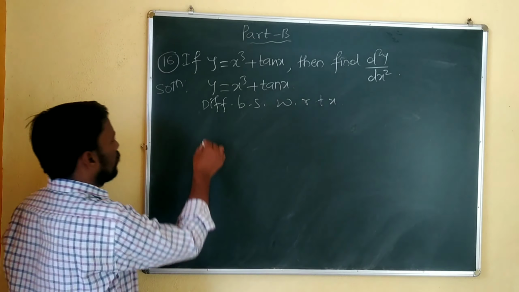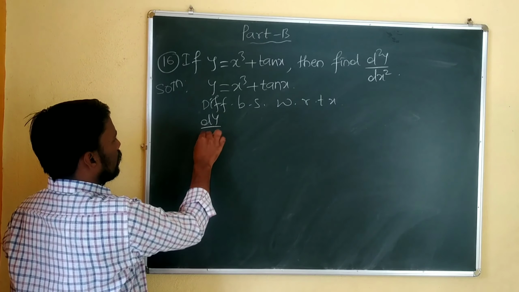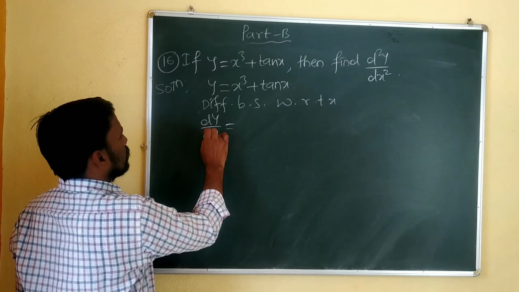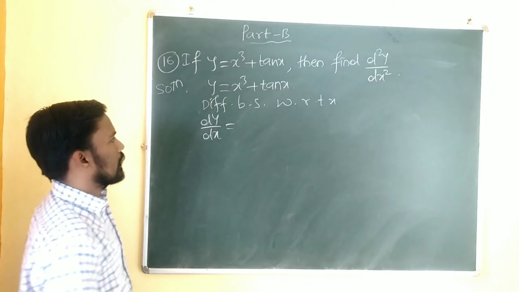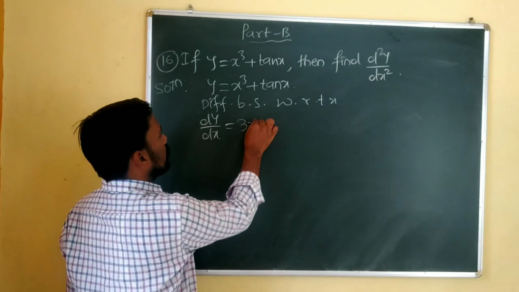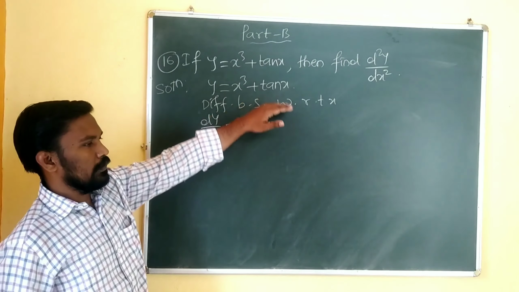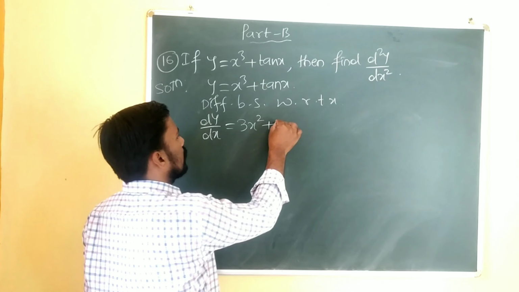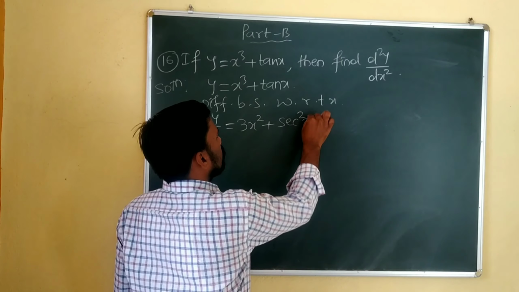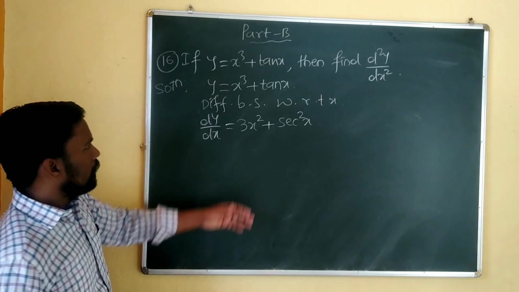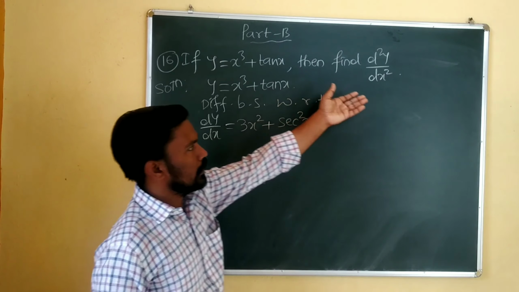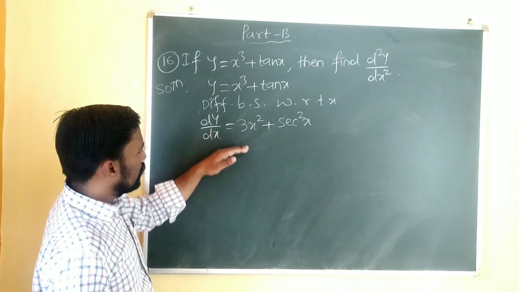The derivative of y with respect to x is simply dy by dx. And the derivative of x cube is 3 times x square. And the derivative of tan x: tan x is a standard function and its derivative will be what? Secant square x. Okay. And here it is asked to find d2y by dx2. So that is why differentiate this function again.